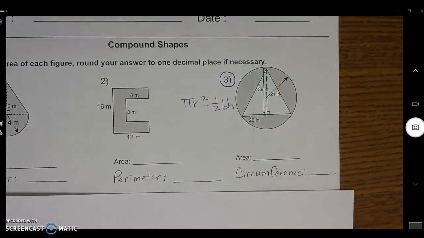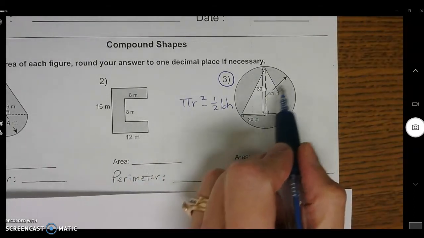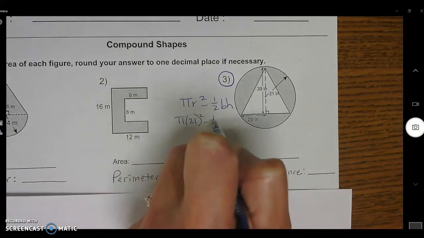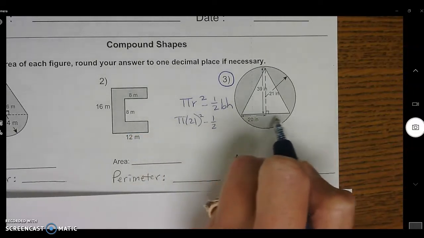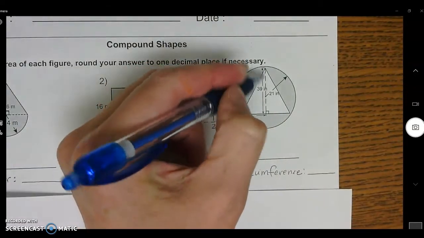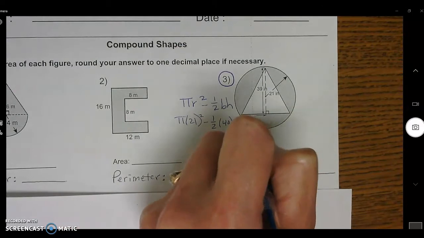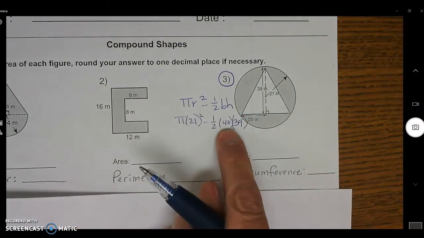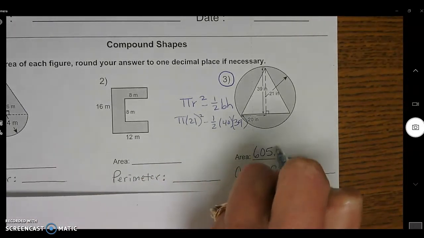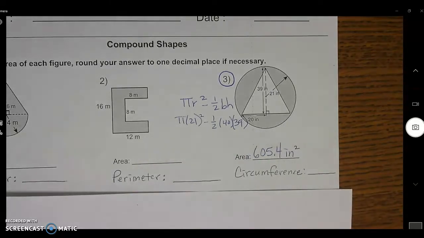So if I go ahead and do that, the radius of my circle. So I've got to look at my picture here and find all of the numbers that are needed. And the first one, here's the radius right here. So I'm going to do pi times 21 squared minus 1/2 times the base of my triangle. So the whole base is 40 and my height is 39. And then I just carefully type this into my calculator, and I end up with 605.4 label as inches squared.